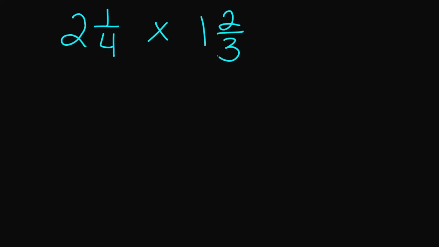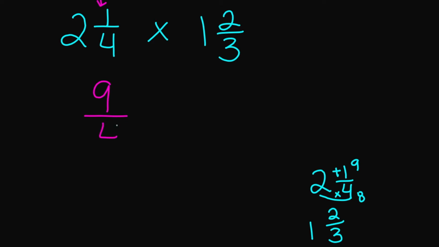So let's look at this example. First, we're going to turn these mixed numbers into improper fractions, 2 and 1/4 over here, and then we'll do our 1 and 2/3 over here. So 2 times 4, this is going to give us 8, plus 1, this is going to give us 9. So as an improper fraction, 2 and 1/4 is going to be 9 over 4.